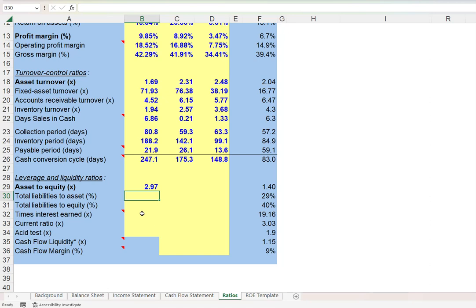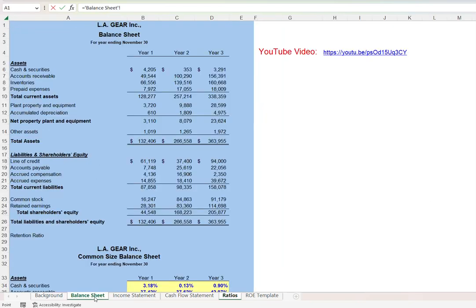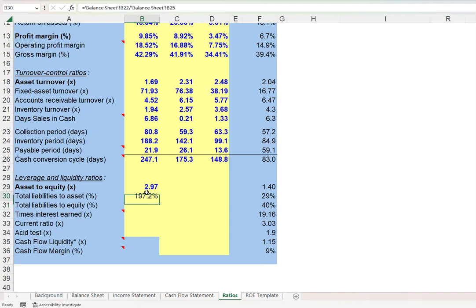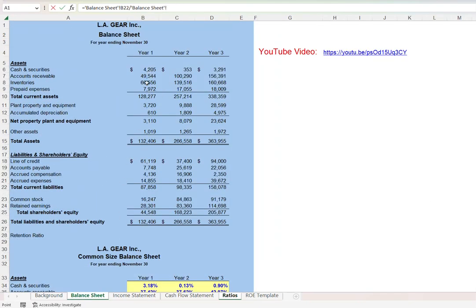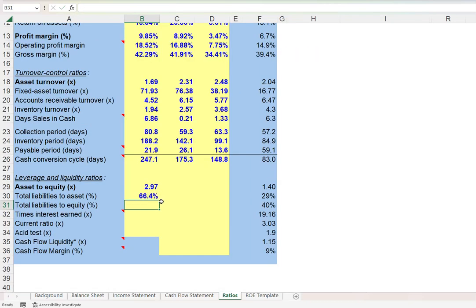Our total liabilities to assets, let's go to our balance sheet, equals current liabilities. And if we had long-term liabilities, we'd want to add that in, but we just have current, divide by total equity. Up, supposed to be total assets. That's the formula for our next one. So we wanted assets on this one, 132. So we've got 66 cents in every dollar for every dollar in assets.